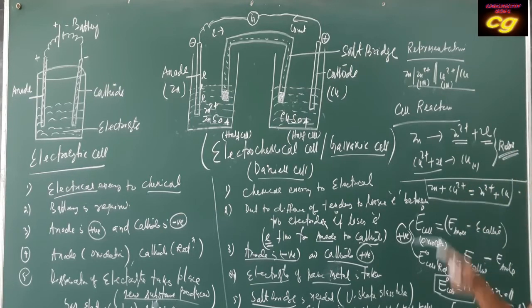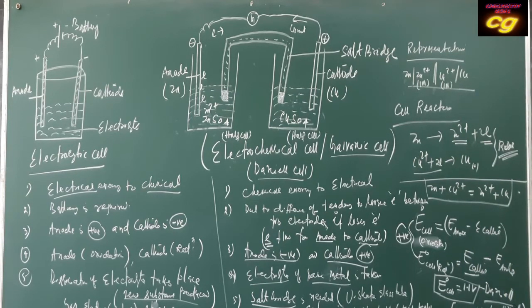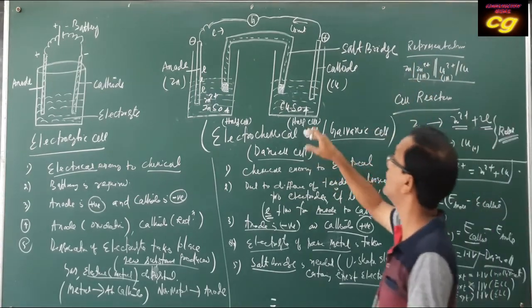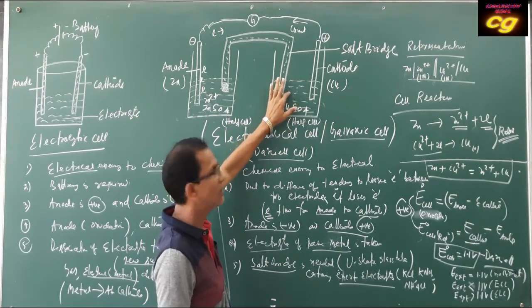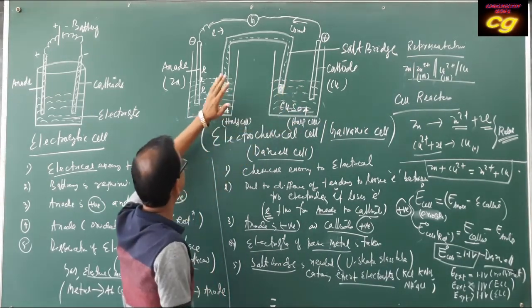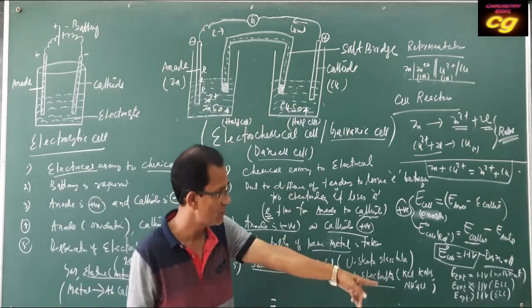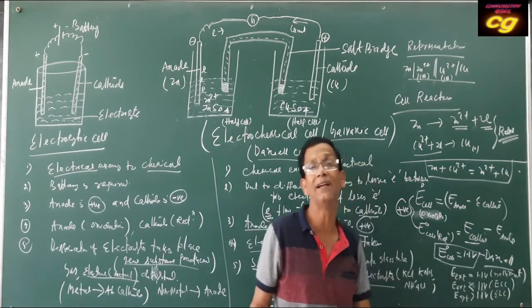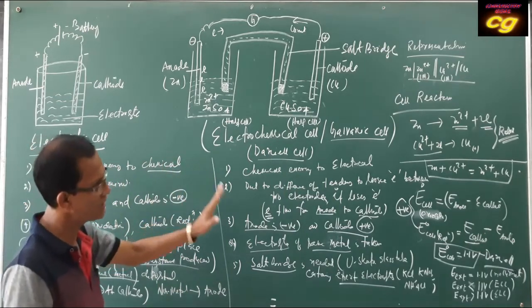Zinc will lose electrons and copper will accept. That means electrons flow from zinc to copper. Normally it acts as an electrochemical cell. But if you apply greater than 1.1 volt externally, it will reverse. Here copper will lose electrons and zinc will accept. Just reverse. So it acts as an electrolytic cell. This is the difference between electrochemical cell and electrolytic cell.